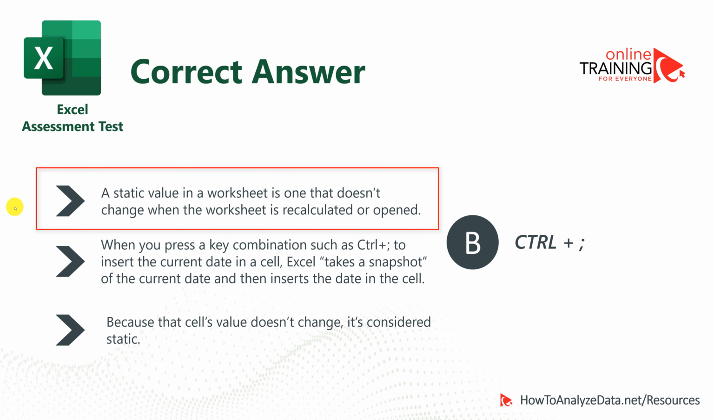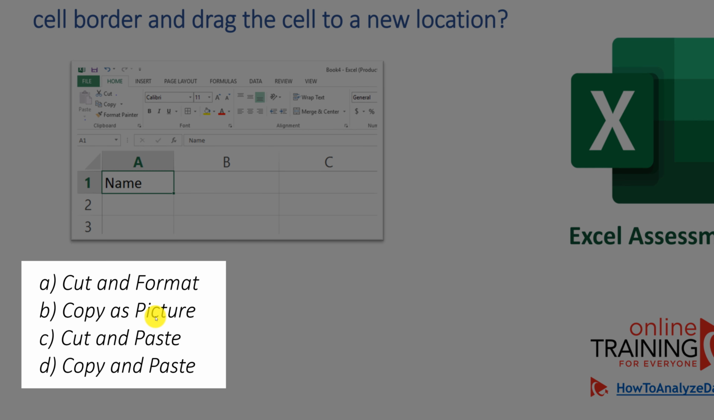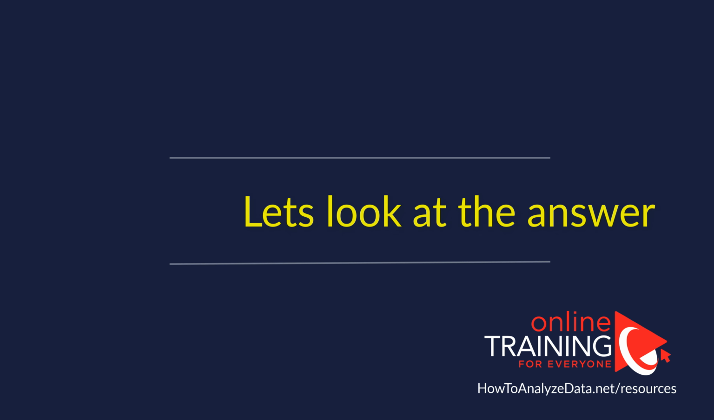Here's a typical question which tests your knowledge of Excel ribbon commands. Which Excel ribbon commands can you use to achieve the same results when you select cell A1, hover the pointer over the cell border and drag the cell to a new location? You are presented with the screen, and in cell A1 there is a text value of Name, and there are four choices: cut and format, copy as picture, cut and paste, copy and paste. Which one would you choose?